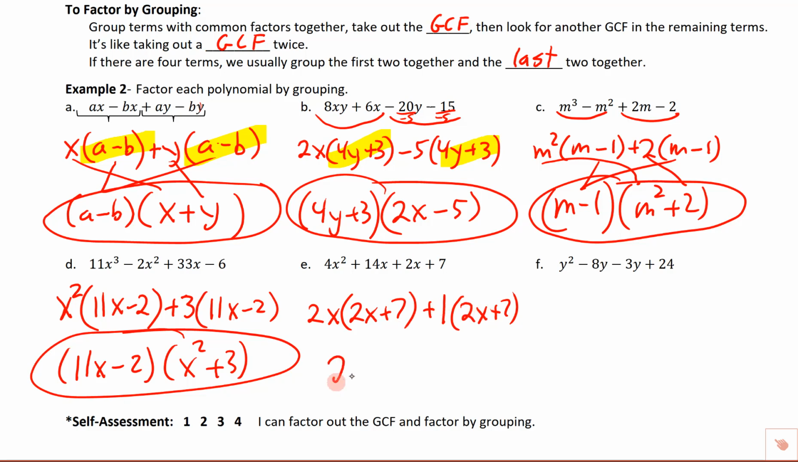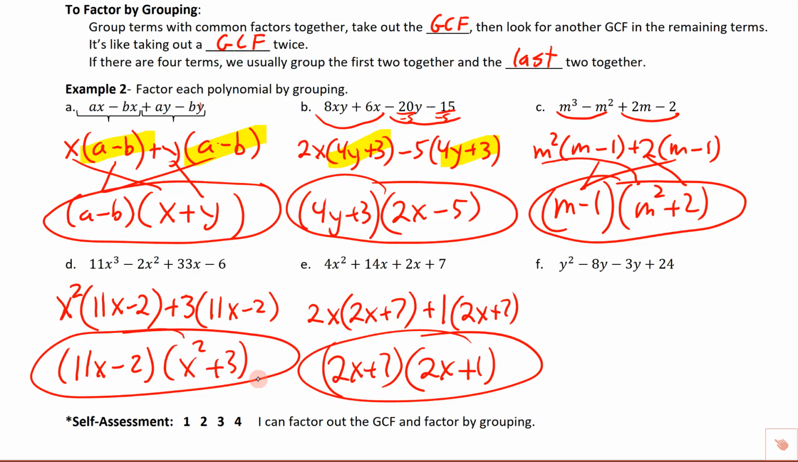And then notice what we've got here. They both have a 2x plus 7. This one has a 2x left, and this one has a 1 left. We circle that and we're done. Okay? All right, this one right here, let's see.